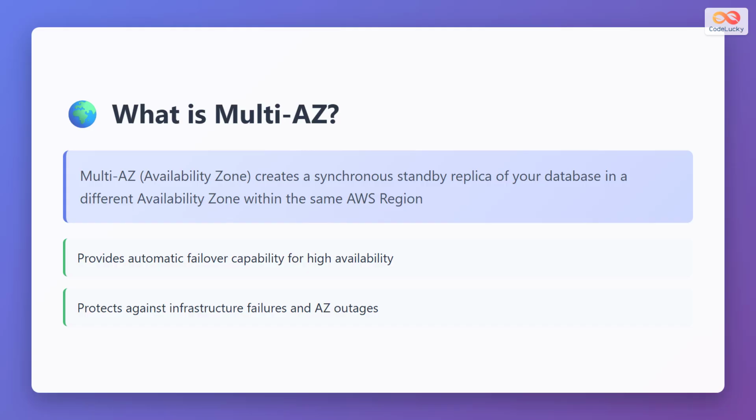Multi-AZ, which stands for Multi-Availability Zone, is a feature that creates a synchronous standby replica of your primary database. This replica is placed in a different availability zone within the same AWS region. The key benefit is automatic failover capability, which ensures high availability for your database workloads. Multi-AZ also protects your database against infrastructure failures and complete availability zone outages.